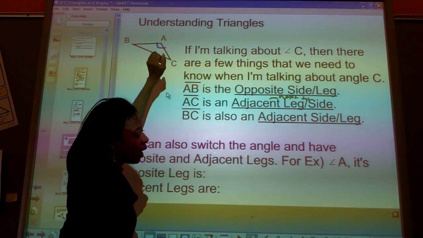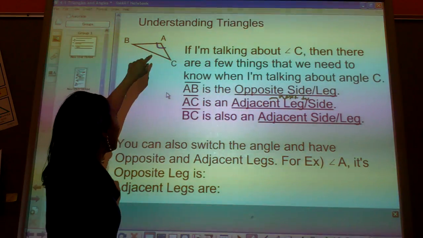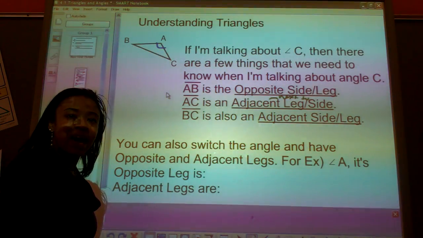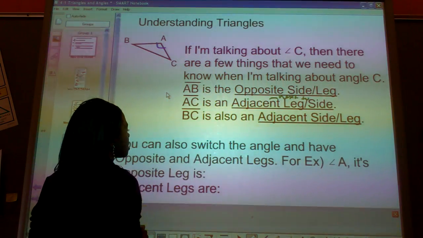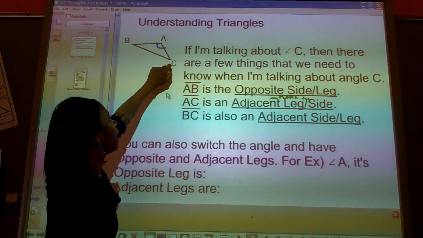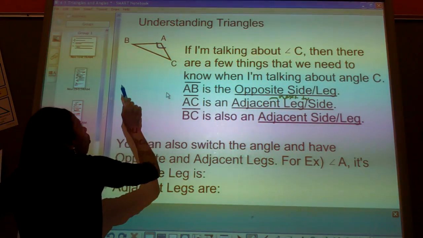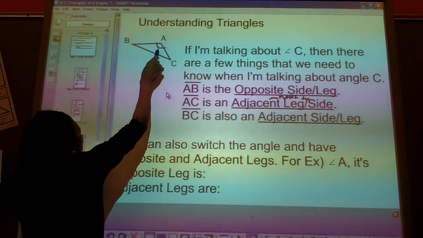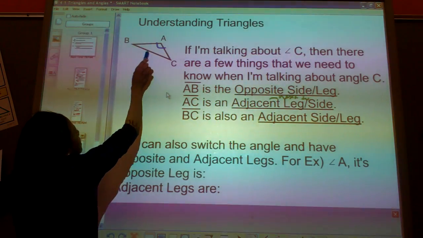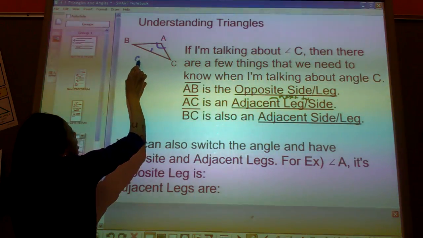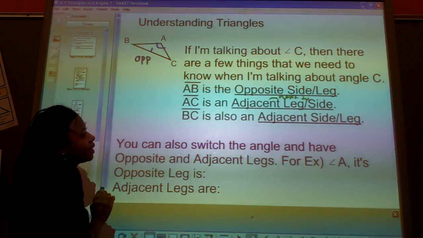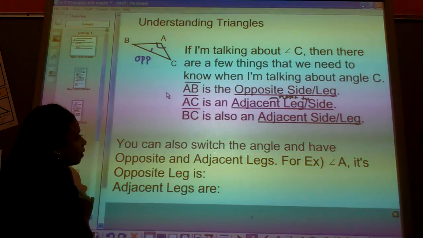It matters which angle I am talking about. If I'm talking about angle A, and I ask which leg is opposite, opposite means across. I'm no longer talking about angle C. I'm looking at angle A. What's across from this angle? Boom, right here. That's BC. Side BC is going to be the opposite leg or opposite side.